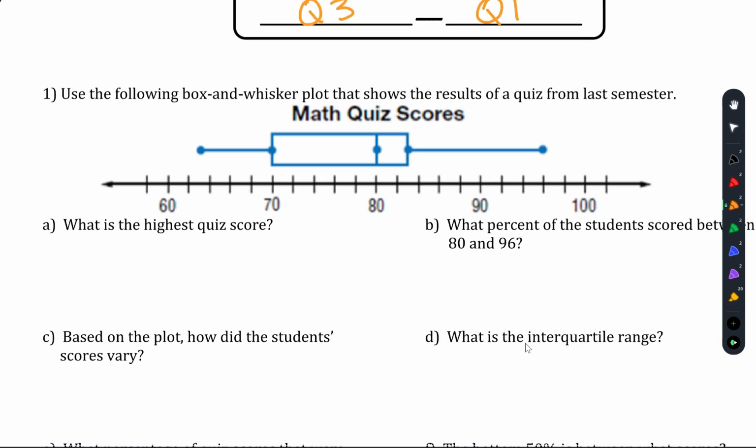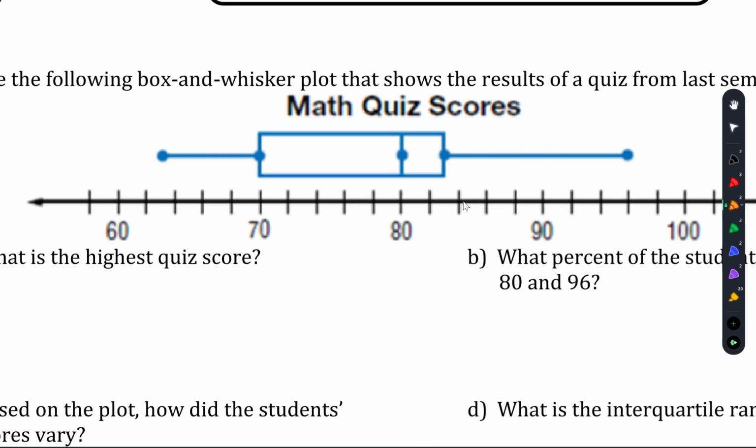Let's look at some math quiz scores. So a bunch of students took math quizzes. They put all of their scores in order, and then we found some things. So again, let's go over some of that vocab. We have the minimum score. We have the maximum score. Right in the middle, right here where this line is, that's our median. On the ends of the boxes, here and here, those are quartile 1 and quartile 3.